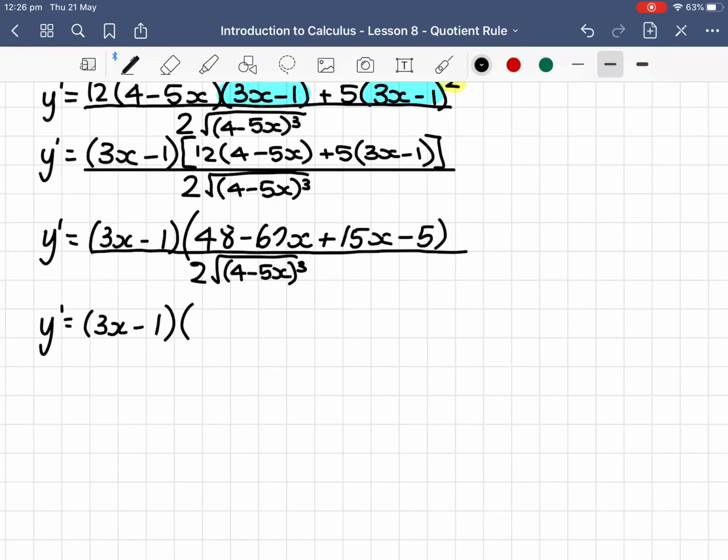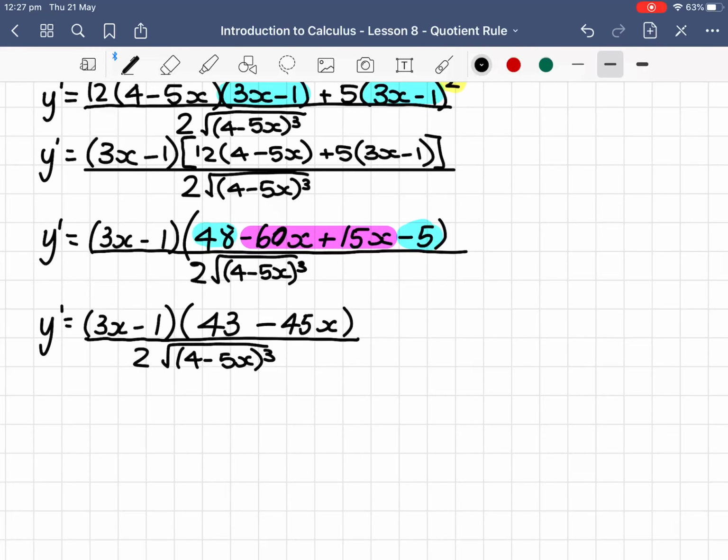So then our y dash will equal our 3x minus 1. Then collecting like terms, we have 48 and minus 5. So 48 minus 5 gives us 43. And then we have our minus 60x plus 15x, which is minus 45x, all over 2 root 4 minus 5x.